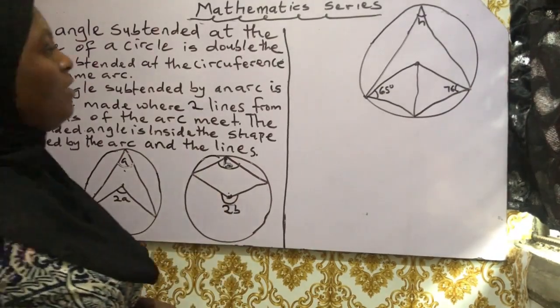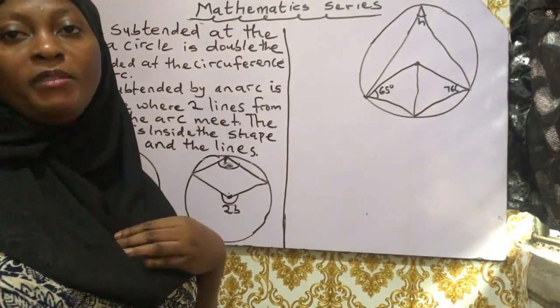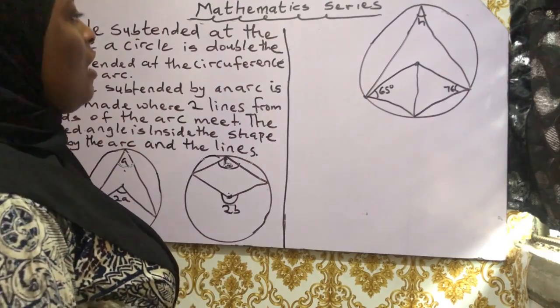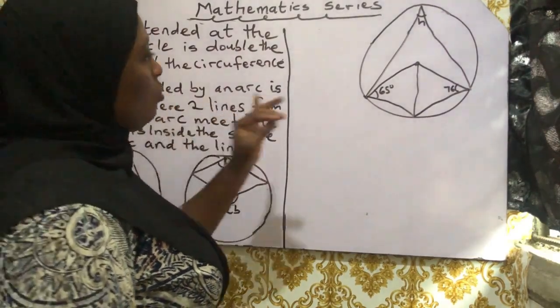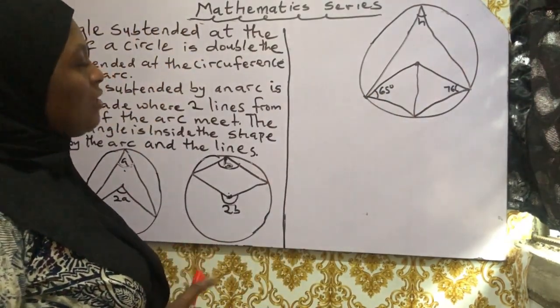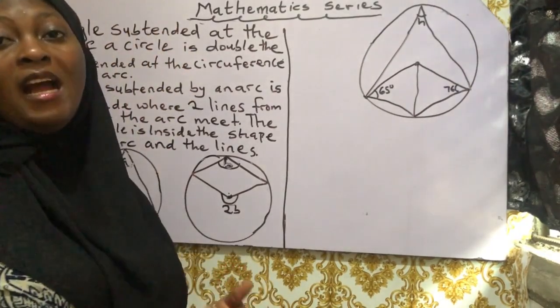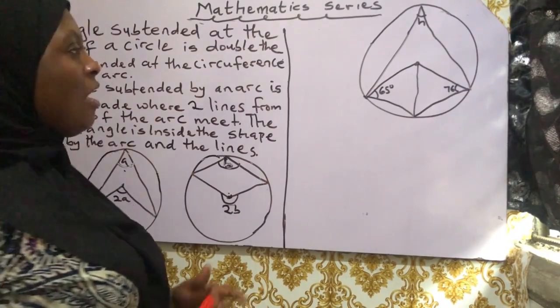Let's take an example based on that. We have a circle, and then we have the angle subtended at the circumference, and then we have two triangles here with just one labeled side each, 65 and 76. So we are asked to find the angle subtended at the circumference. How do we do that?